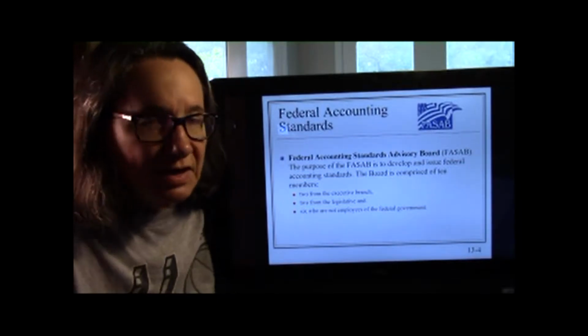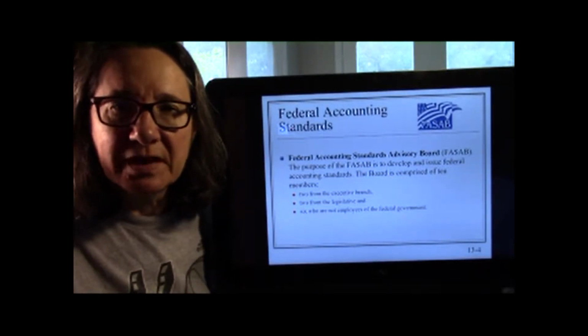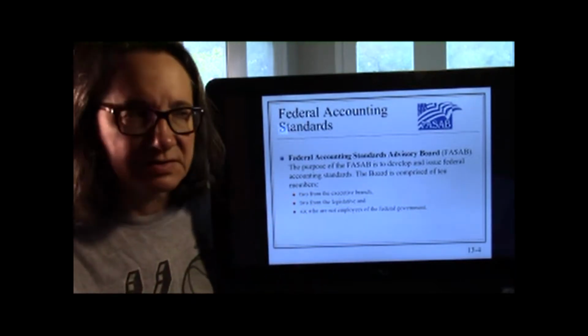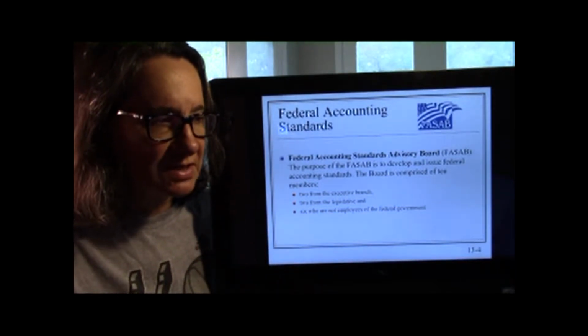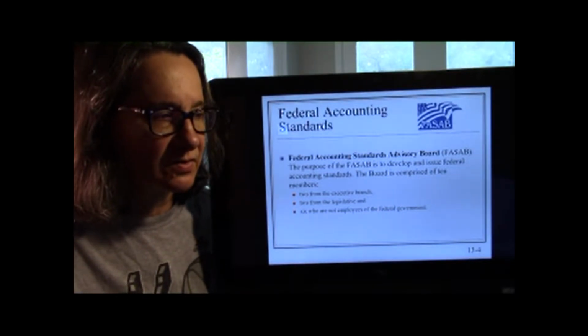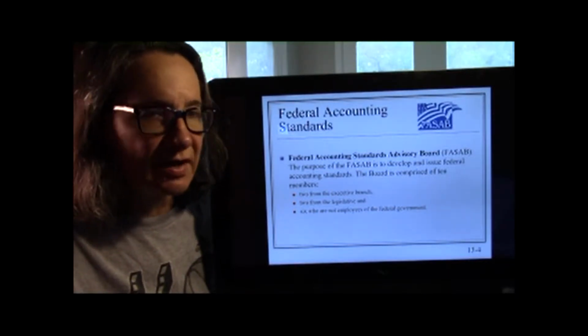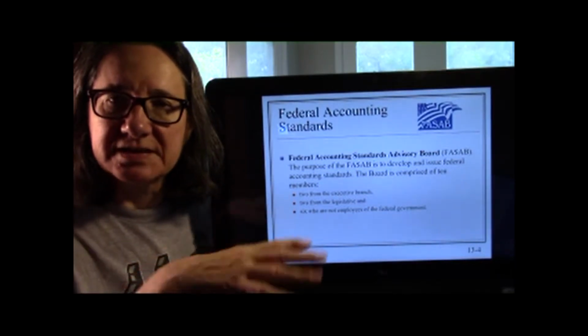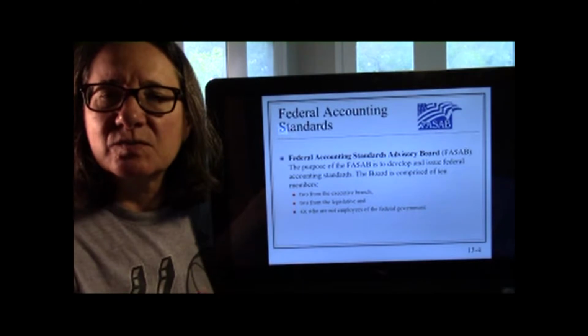Because it's a sovereign nation, the U.S. can just make up its own rules. So they try to get some good advice and come up with good ideas and ways to report out. They have 2 executive branch advisors, 2 legislative branch advisors, and 6 others who are not federal government folks, so accountants and people like that, who get together and say this would be a good way to report out.